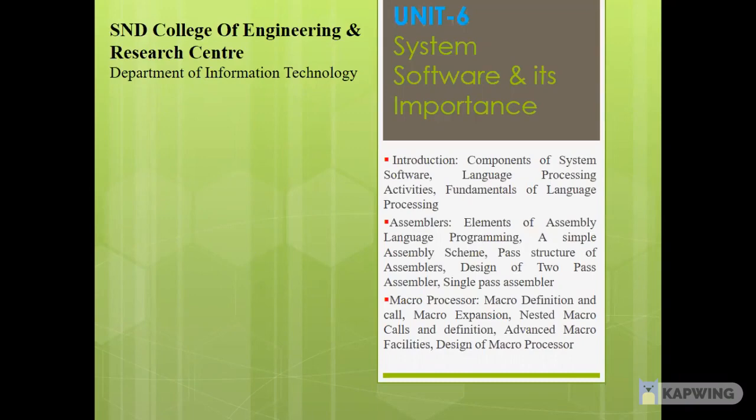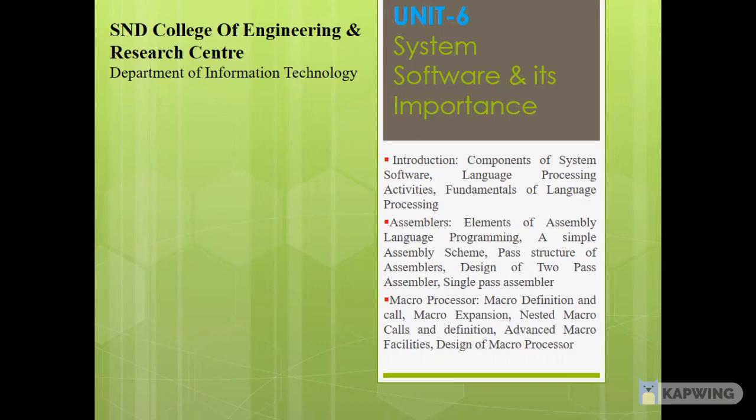So today we'll start with unit number 6, that is system softwares and its importance. In the syllabus we have to study the need of system softwares, various components of system softwares, then what is assembler, elements of assembly language programming, a simple assembly scheme and a pass structure of assembler. Actually in this we have to study single pass and two pass assembler, then introduction to compiler, phase structure of compiler, so 6 phases of compiler, and the entire compilation process.